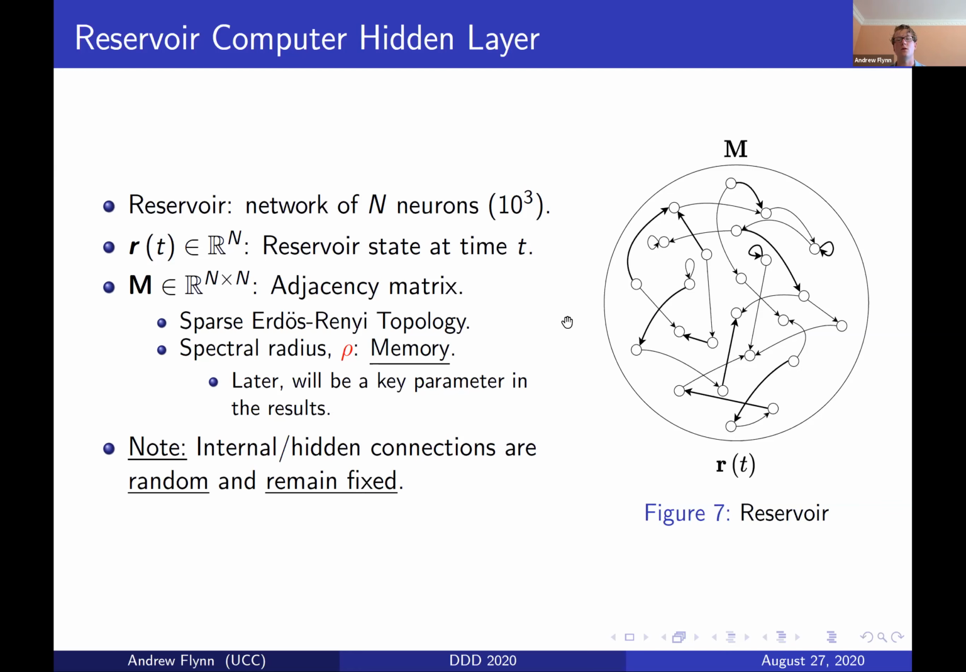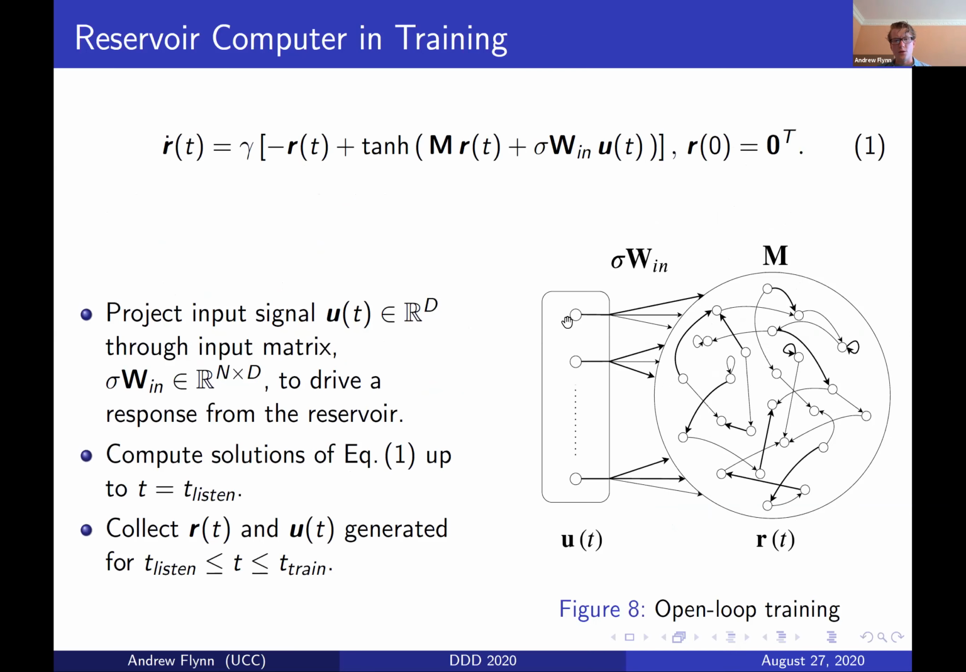They're not trained. The internal connections remain fixed, but the matrix is rescaled to have a certain spectral radius, which invokes the notion of memory. This parameter will be a key parameter in the results later on, so bear in mind this rho parameter. What you do essentially is project some input signal into the reservoir through this input matrix to drive a response from the reservoir. We compute solutions of this equation up until some time t listen to essentially drive the reservoir away from its initial condition.